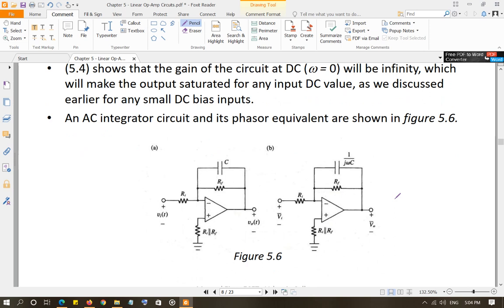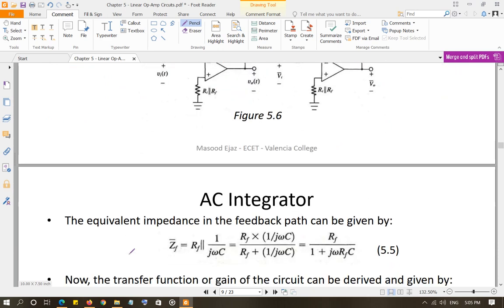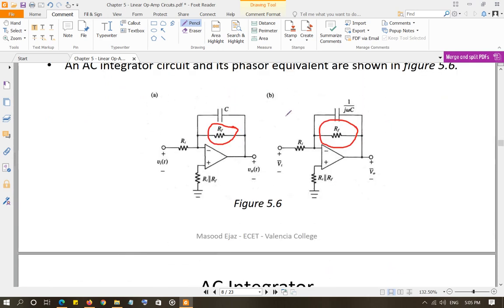Now the AC integrator circuit. The only modification we make is we add a feedback resistor in parallel to the capacitor. But this can create a really good circuit that can be treated differently at DC, and it can be treated differently at AC with higher frequencies.